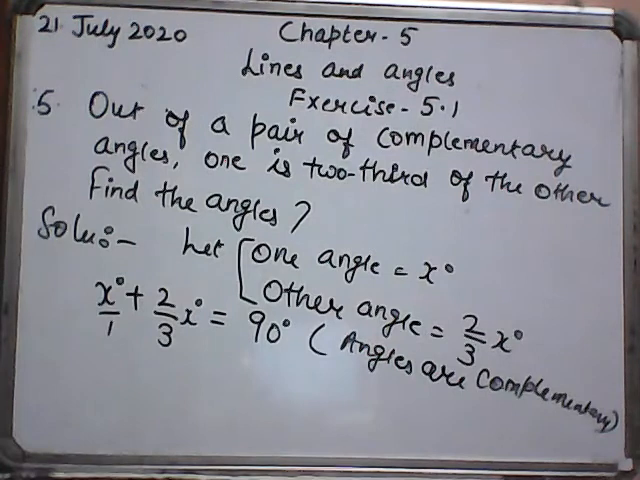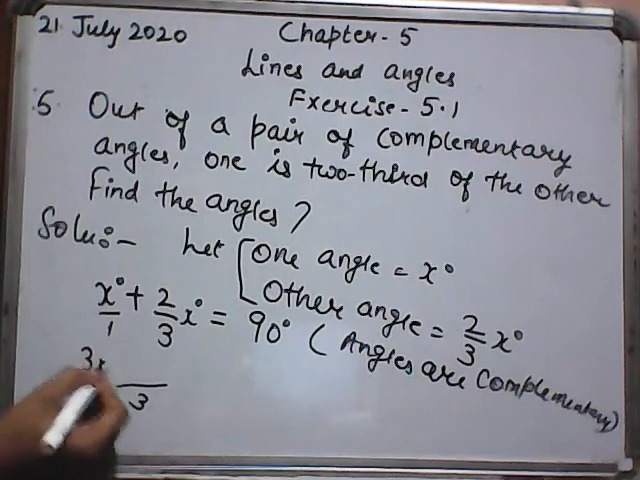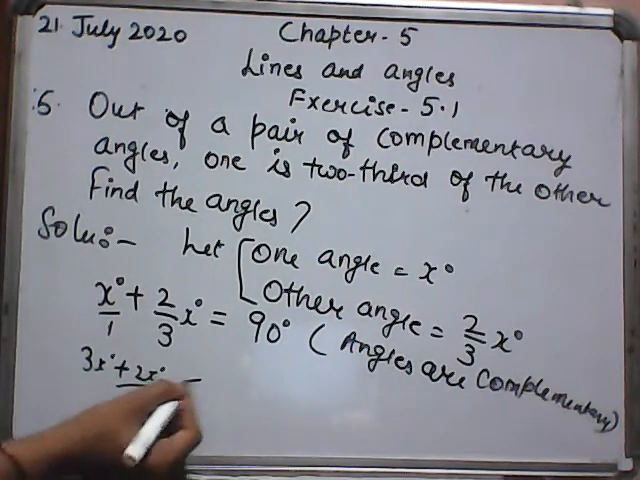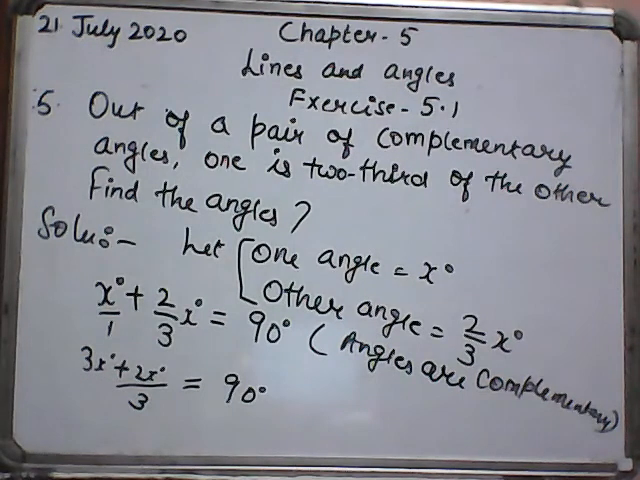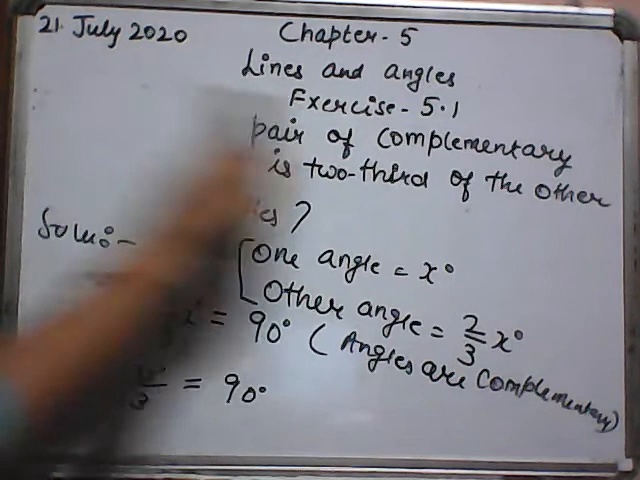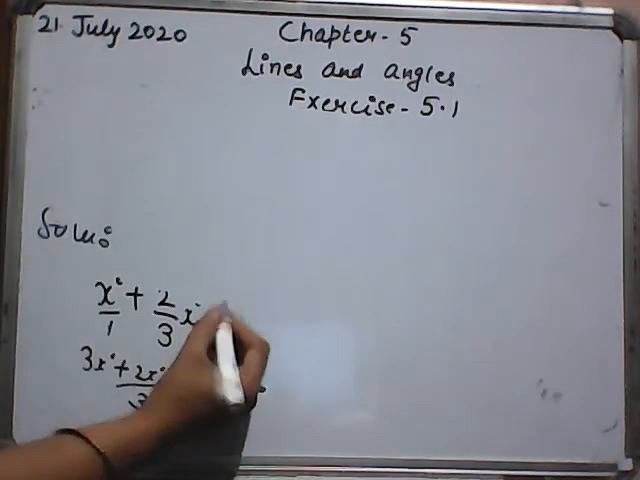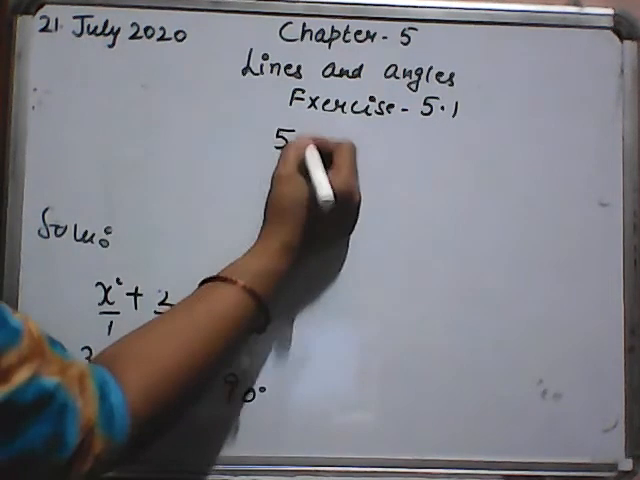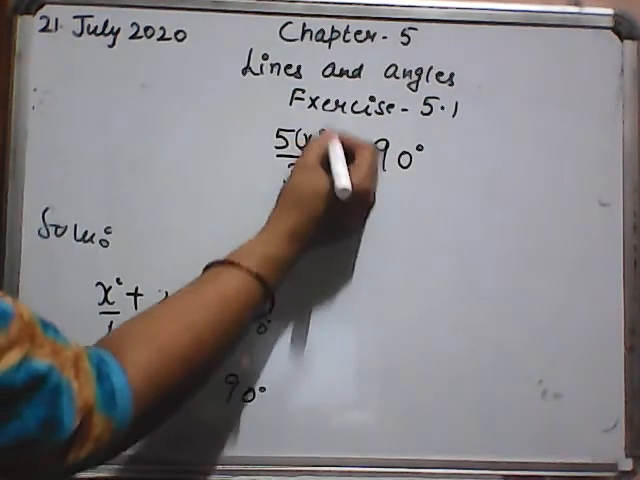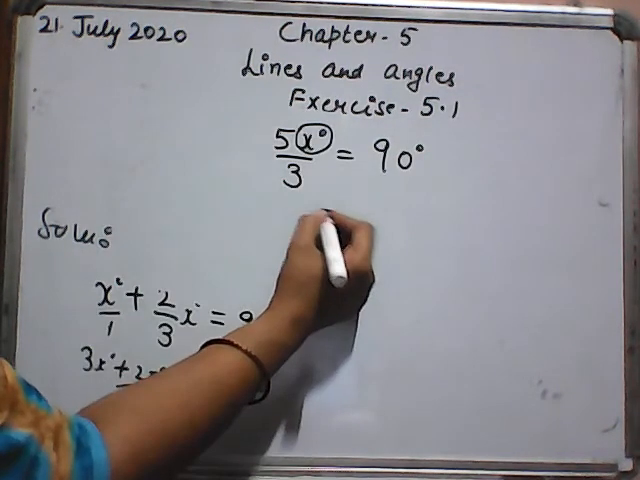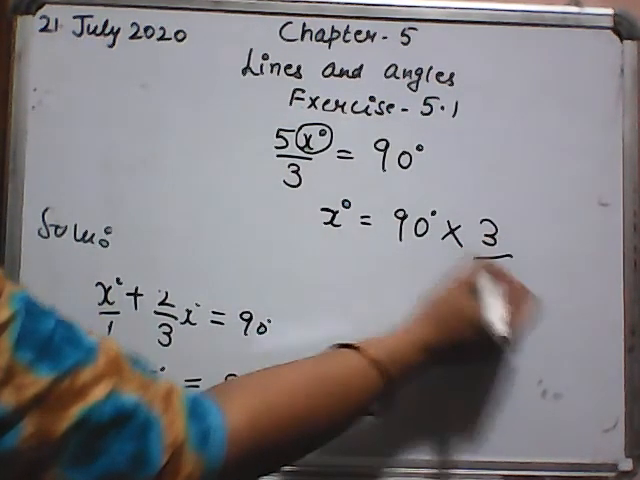Now you can take the LCM. 3x degree plus 2x degree equals 90 degree. 3 plus 2 is 5x degree divided by 3. So 5x degree divided by 3 equals 90 degree. Now we can find the value of x. 5/3 is a multiplier, so when it moves to the right hand side, it becomes the reciprocal: 90 degree multiplied by 3 divided by 5.